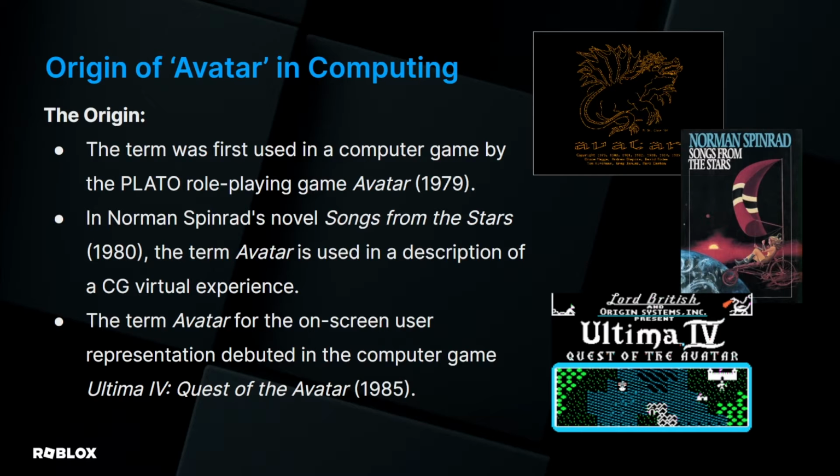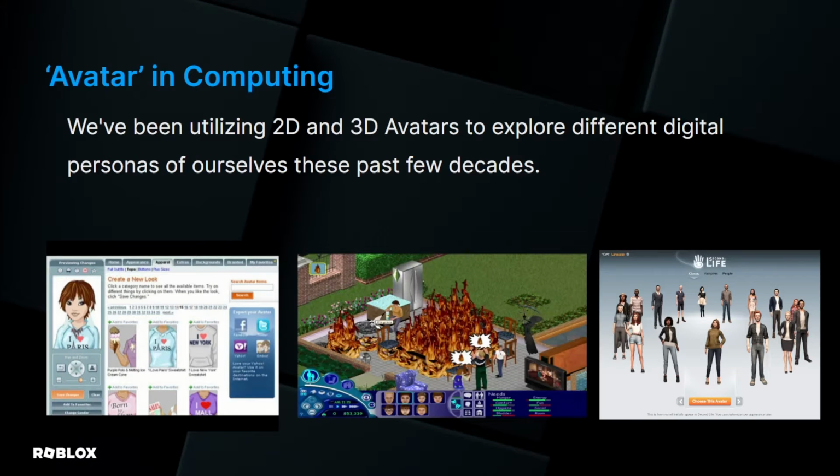The term avatar for the on-screen user representation debuted in the computer game Ultima 4, Quest of the Avatar, in 1985. Richard Garriott, the game designer, aimed for players to embody their real selves in the virtual world and emphasize player responsibility due to ethical considerations in the story. Fast forward from the origin of avatar, these past few decades we've been utilizing 2D and 3D avatars to explore different digital personas of ourselves through the internet, on social media, web forums, and video games.